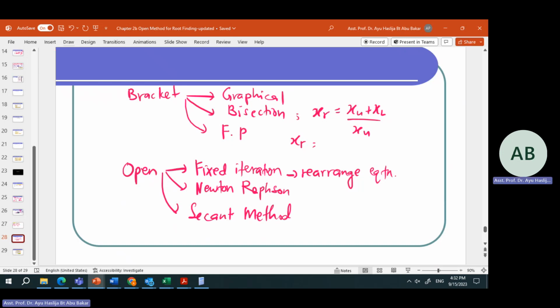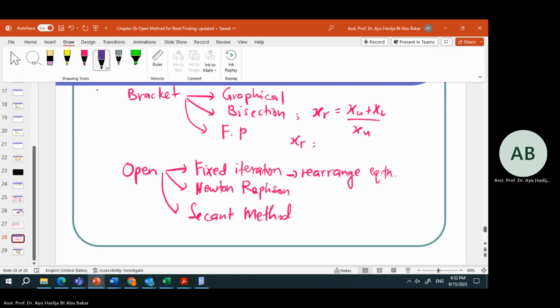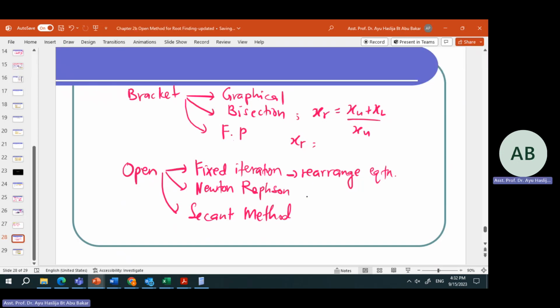Okay, you will either be given one starting point, Newton-Raphson will be one starting point, whereas the second method has two starting points. But these two starting points are not the range. It's just for guiding you to find the new x_r, the new value of x.